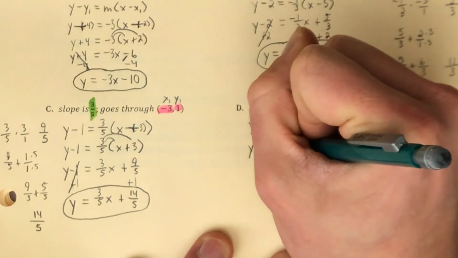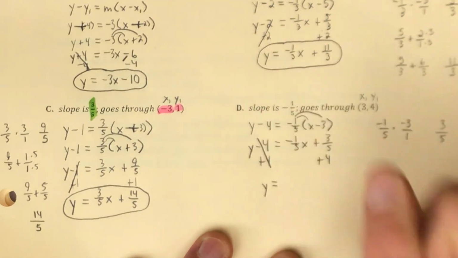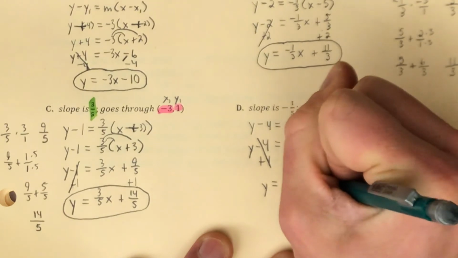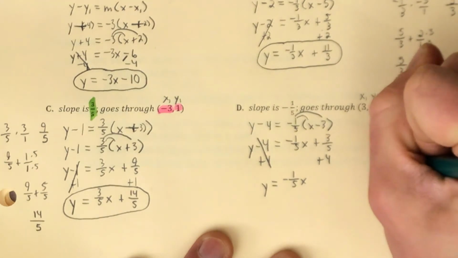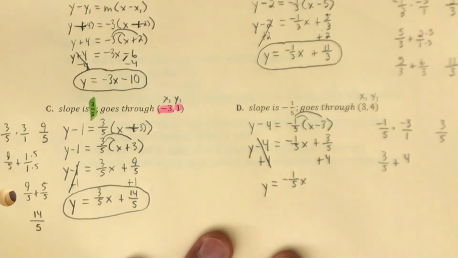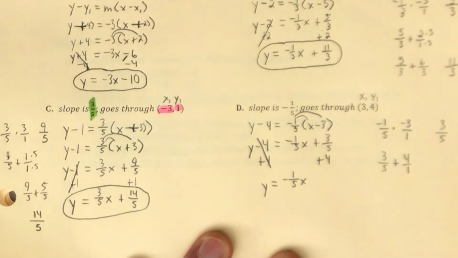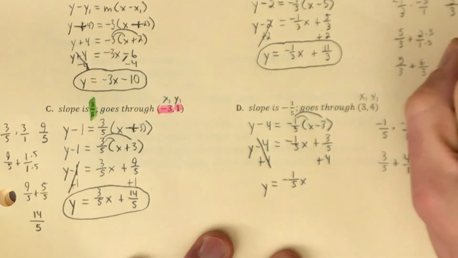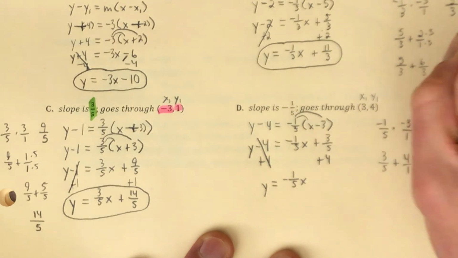When I add 4 to this side, -4 and positive 4 cancel, and I'm left with y equals -1/5 x. And then I got to add these. This takes me a little work, so positive 3/5 plus 4. Well, again, in order to add a fraction with the whole number, got to make the whole number over 1. Then I got to find my common denominator. 1 and 5, the smallest number would be 5. So multiply the bottom by 5 and the top by 5.